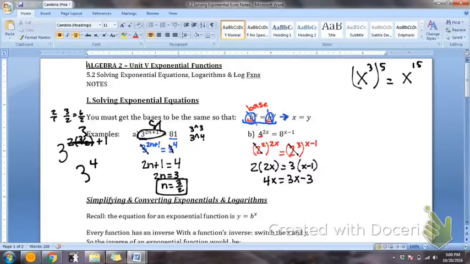Okay, now we can solve this problem. This is easy algebra. Subtract 3x over, and I get x equals negative 3. Any questions about that part?